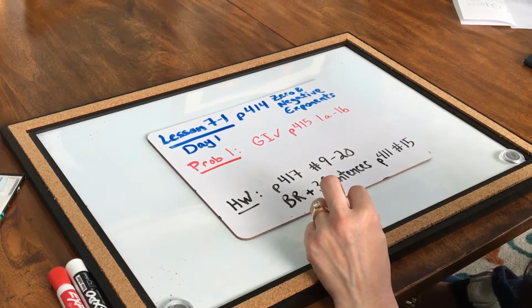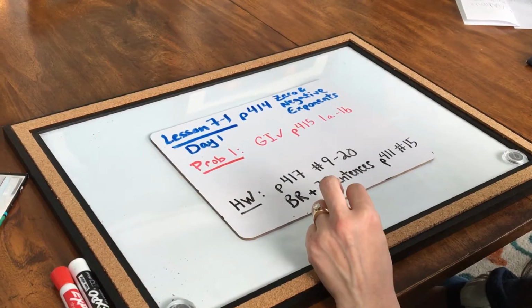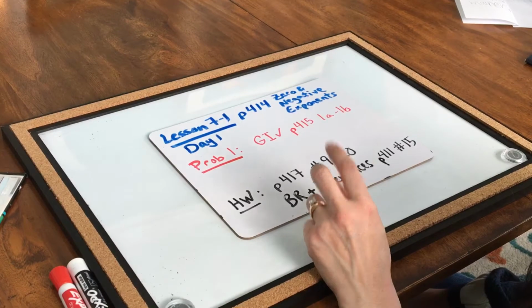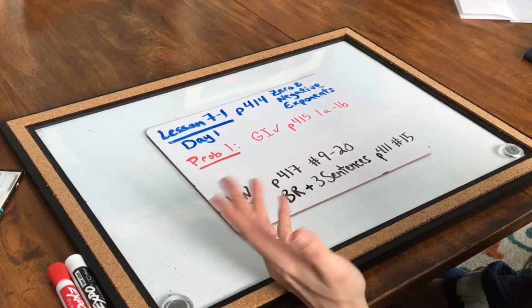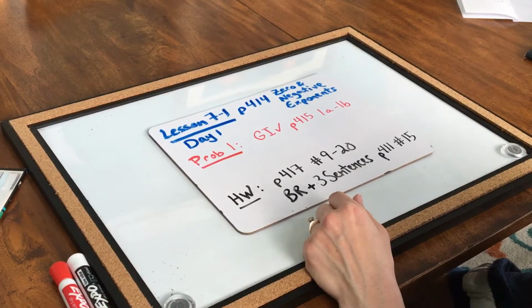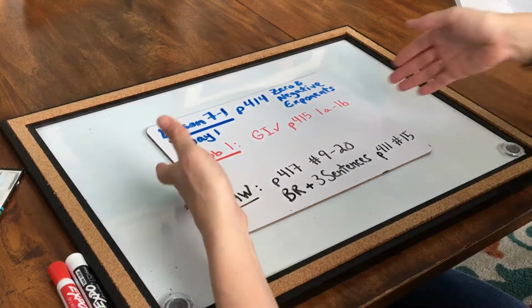If you have to type your answers on Google Docs, you should use Equation Editor, which is in the Insert menu, so Insert Equation, and that way you'll be able to actually type fractions and exponents and all that good stuff. Okay, let's get started.